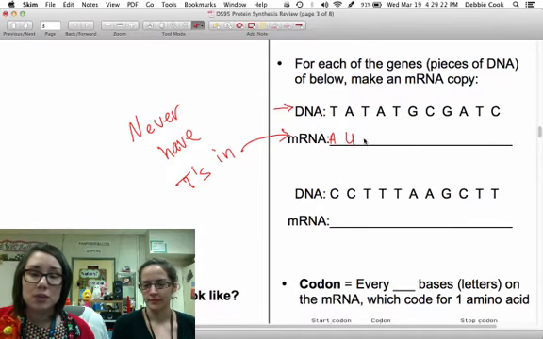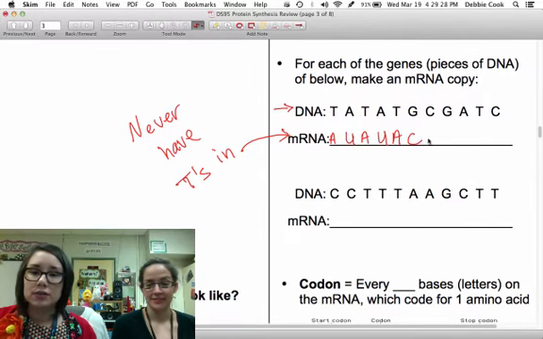We have a T, so it's going to pair to an A. And then A pairs to U. T to A. G to C. C to G. All right, and then G, C. A, U. T, A. And then finally C, G.